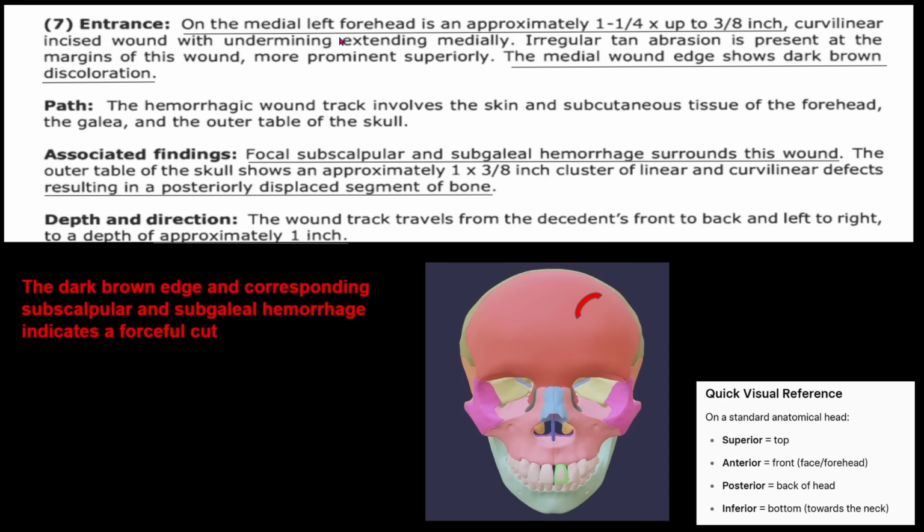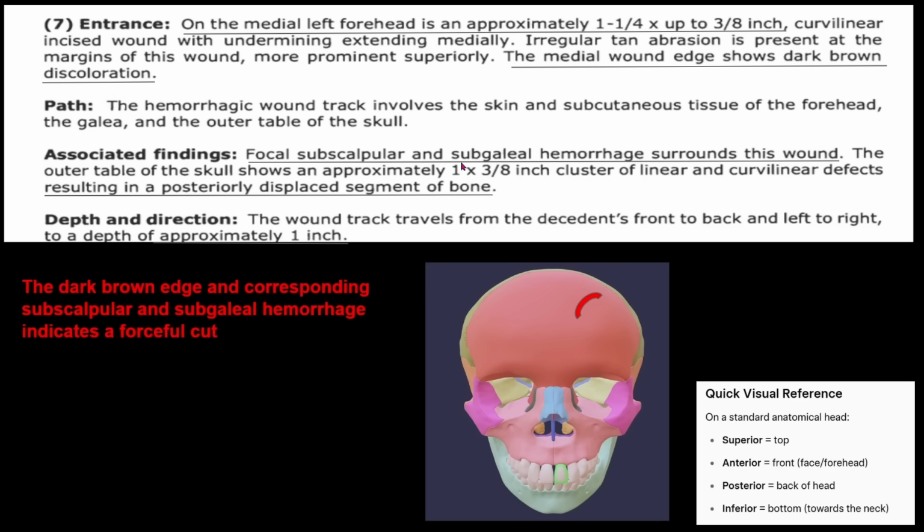Now, on the medial left forehead is a 1 1/4 by 3/8 inch curved linear incise wound. A regular tan abrasion is present at the margins of the wound. The medial wound edge shows dark brown discoloration. So the medial means the inside. Dark brown discoloration means the blood actually dripped down and began scabbing right here, is all that means.